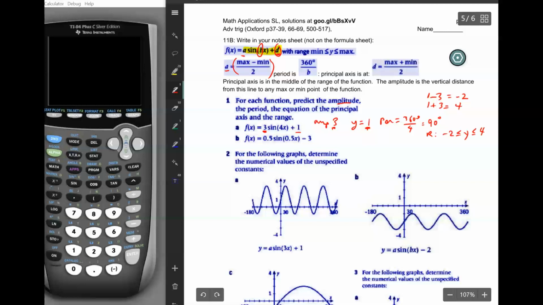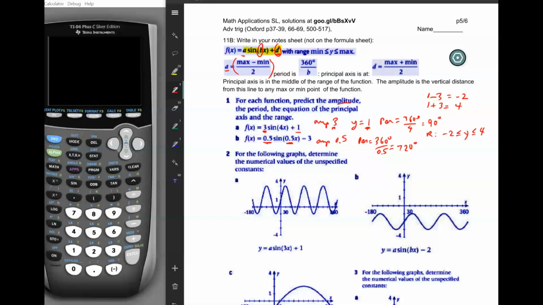Okay, let's look at the next one. So this one's the easiest, right? 0.5 corresponds to A, which is the amplitude. So the amplitude is 0.5. The period is 360 divided by b, which is 0.5. So the period is equal to 360 degrees divided by 0.5. If you put that in the calculator, it would give you 720 degrees. 360 divided by 0.5 is 720.